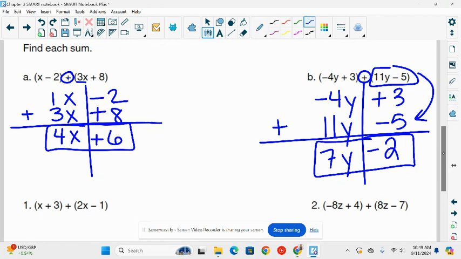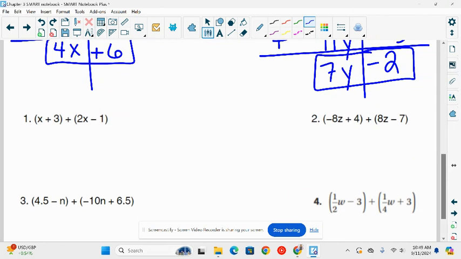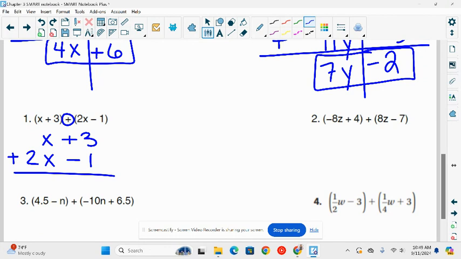Alright, I want y'all to try number 1. Pay attention. What operation is it? Adding. You're going to stack it on top. You've got to write this out. Don't do it in your head. I'm going to separate it.